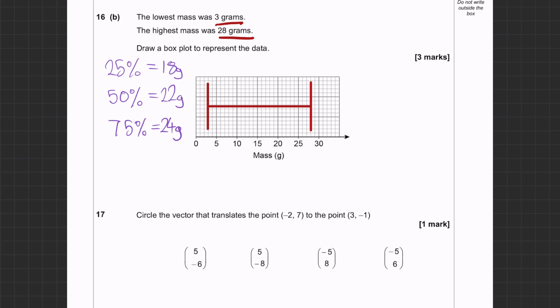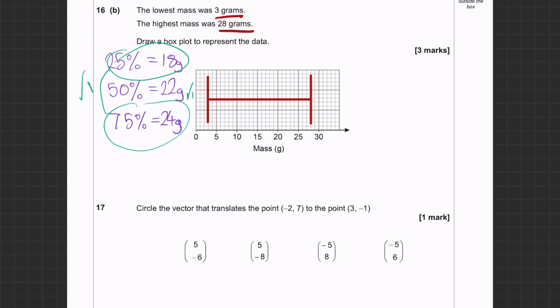Just to let you know, this is worth 1 mark. These two values together is also worth 1 mark. And the final mark for this is drawing in the diagram, so drawing in our 25%, 50% and 75% values. Firstly, 25% is 18 grams, so I'm going to draw that on, which is here, with a straight line. Use your ruler.